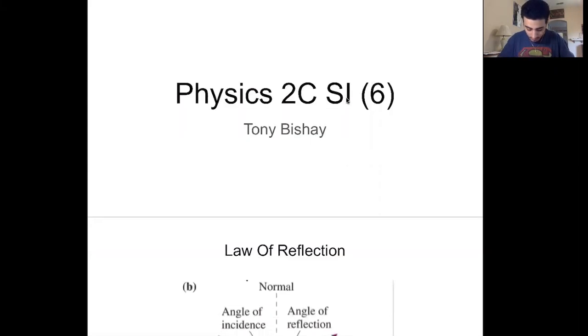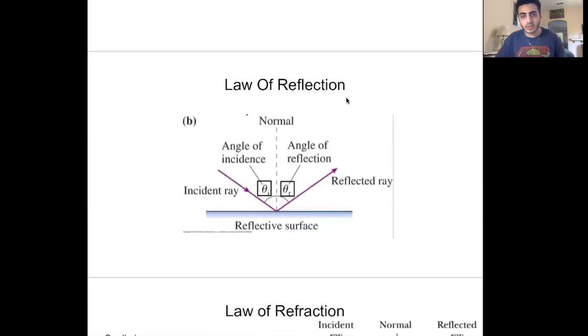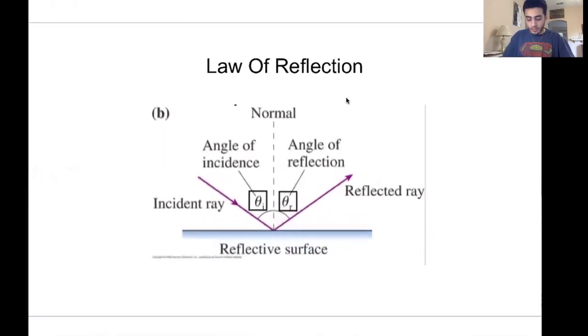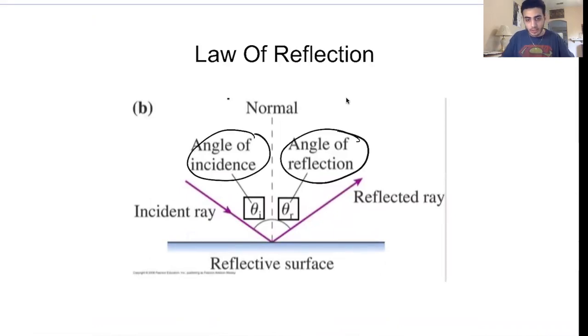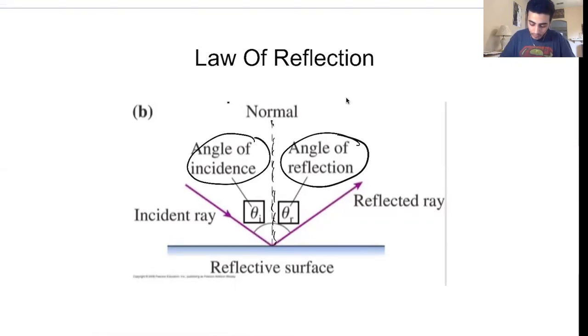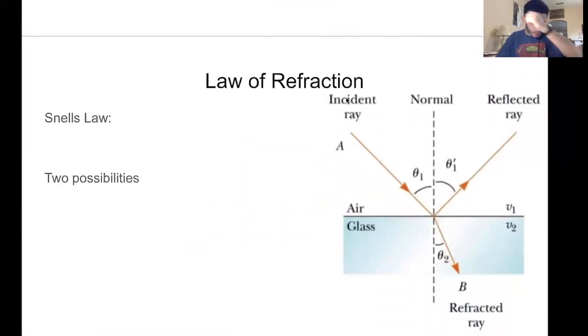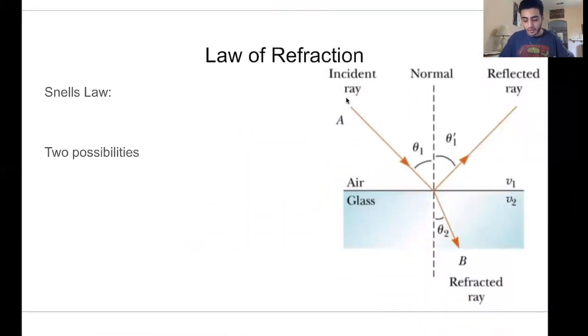So the first thing I want to touch on is this law of reflection. We talked about it last video, but the important thing to keep in mind is that this angle of incidence is the same as this angle of reflection. That's basically the most important thing that you need to know for the law of reflection. If there's an incident ray hitting a surface, the angles will be equal along this normal line. Pretty straightforward.